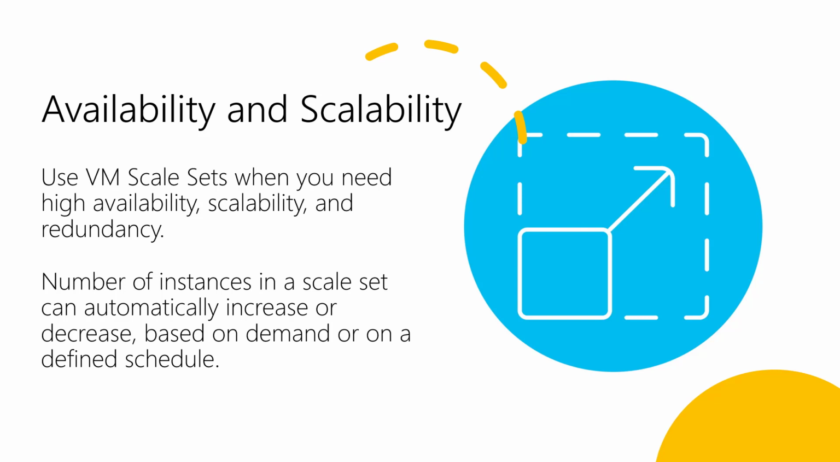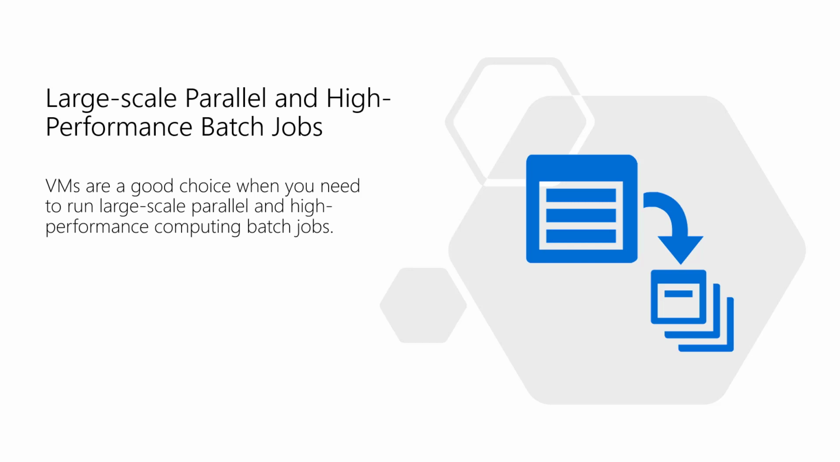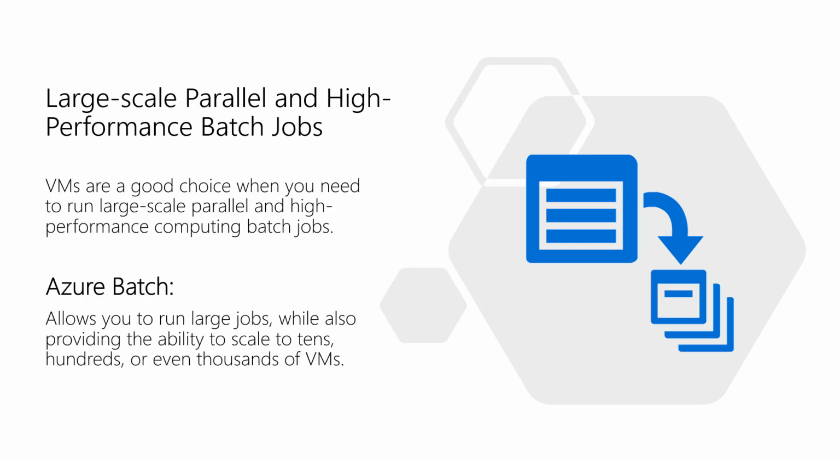And then the last example of a VM use case is a scenario where you need to run large-scale parallel jobs or high-performance computing batch jobs with the ability to massively scale. Now, in these scenarios, you'd likely recommend Azure Batch. What Azure Batch does is allow you to run these types of large jobs while also providing the ability to scale to tens, hundreds, or even thousands of VMs.